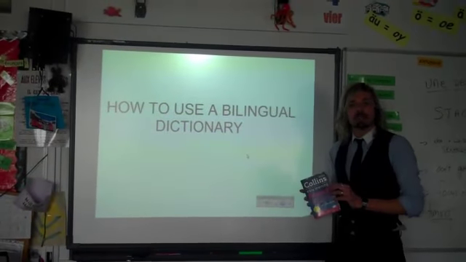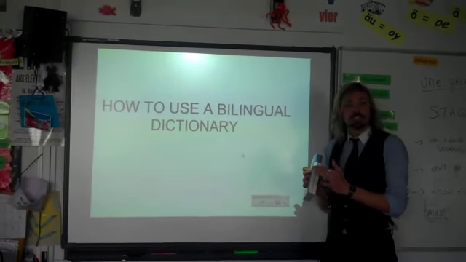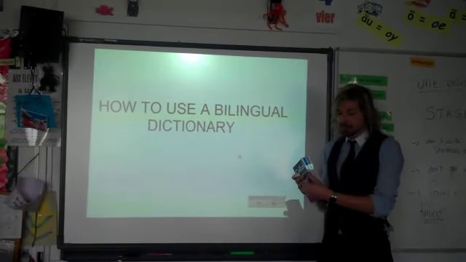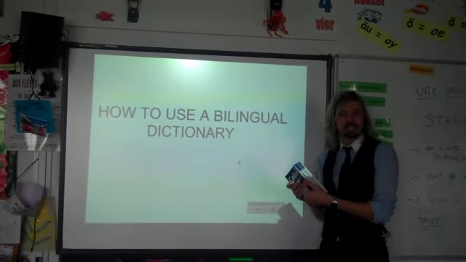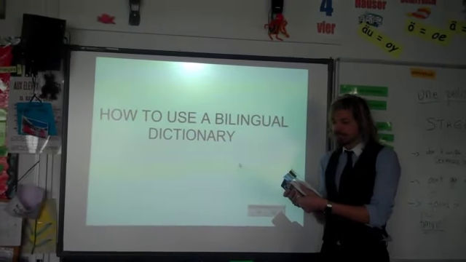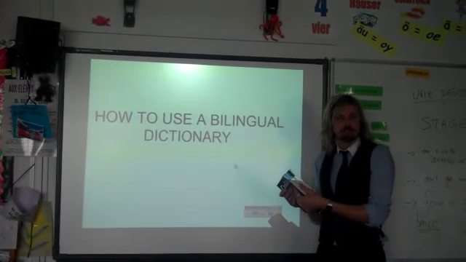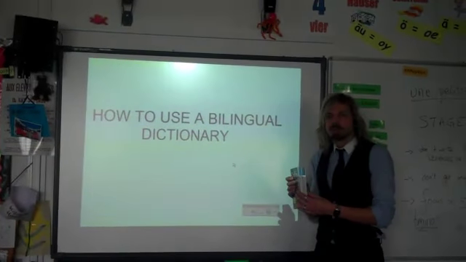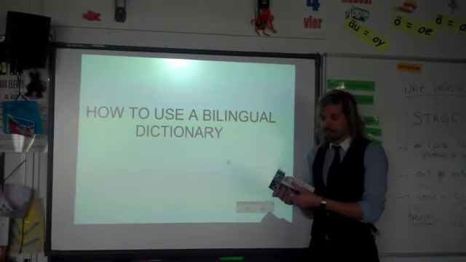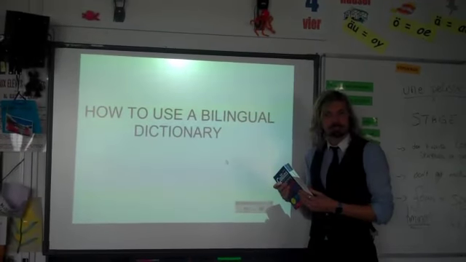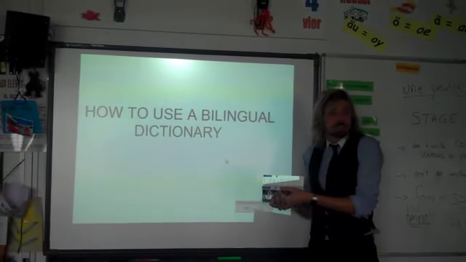The first thing you need to remember, or to tell your pupils, is that the dictionary is put into two sections. The first section will always be the French, Spanish or German words with their English translation, and the second half would be your English words, of which you can find the French, Spanish or German counterpart. Often they will say to you, I can't find the word, it's not in the dictionary, because they're probably looking in the wrong section.